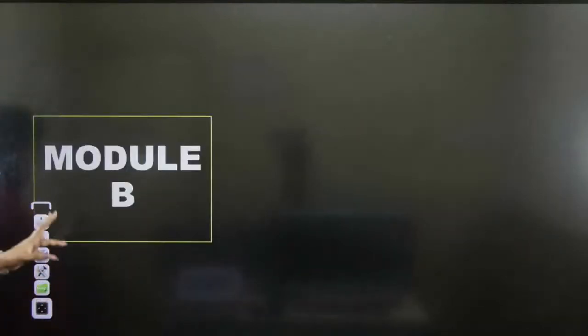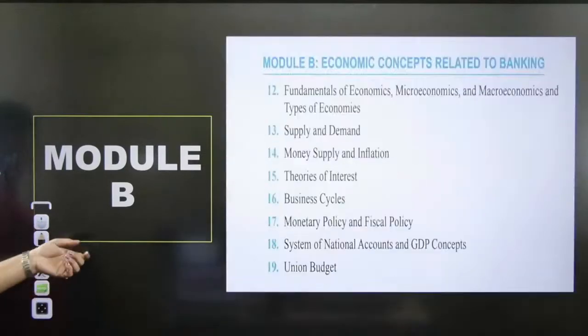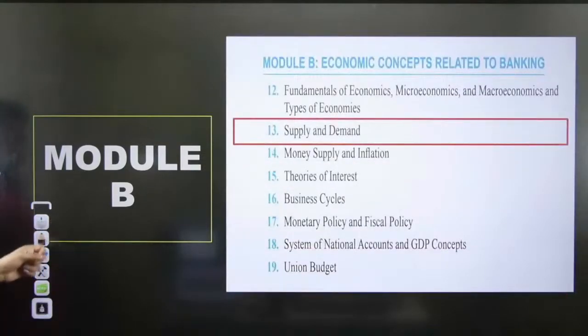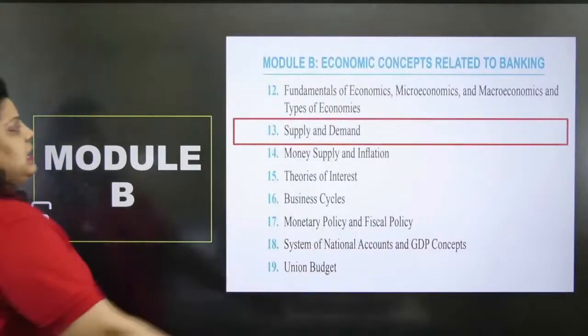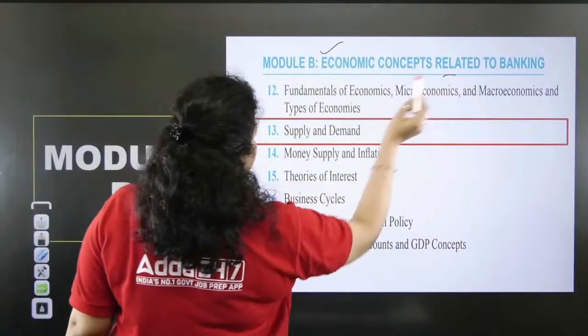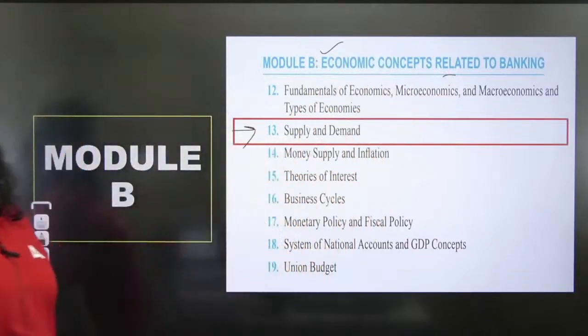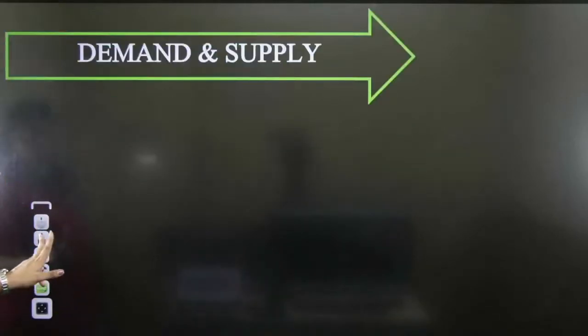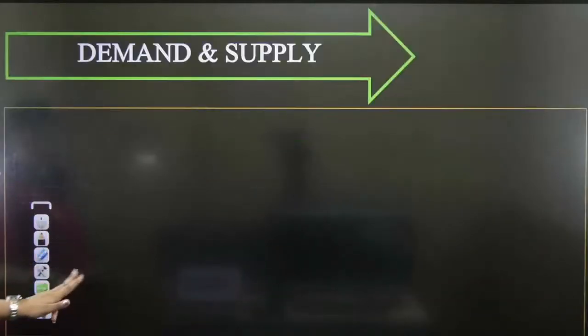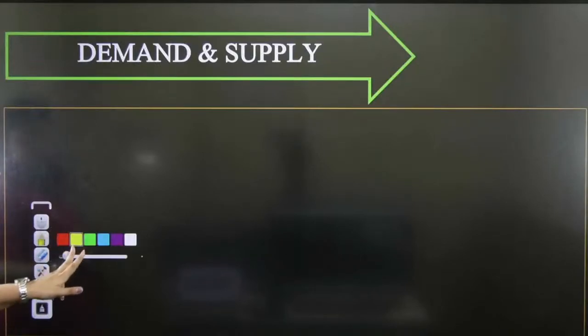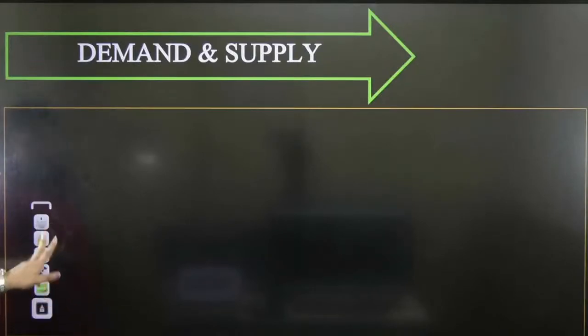So I guess the reason behind studying this topic is clear to all of you. This is your topic: module B, related to economic concepts and banking, where we are going to cover supply and demand. Okay, so let's start. We have discussed what demand and supply are. Now we have to discuss a certain thing.